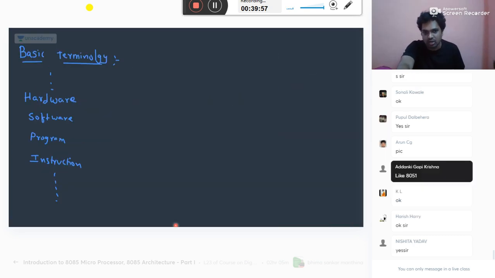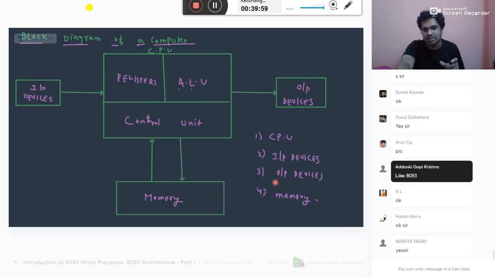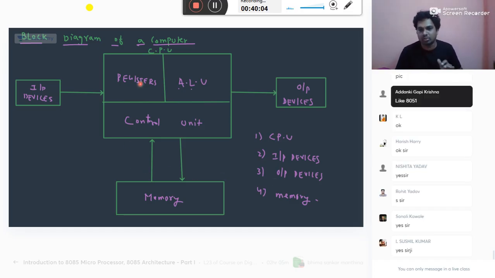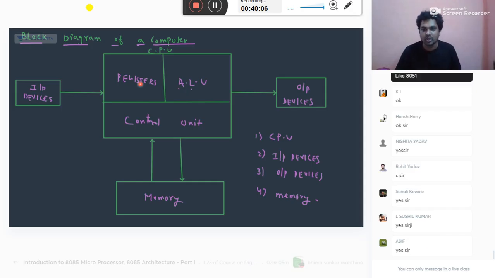As you are designing, you are going to understand the processor. You should know what the basic processor requirement is, what the specifications of the processor are, and what the job of the processor is. These things you should know. Okay, so let's go to the next.